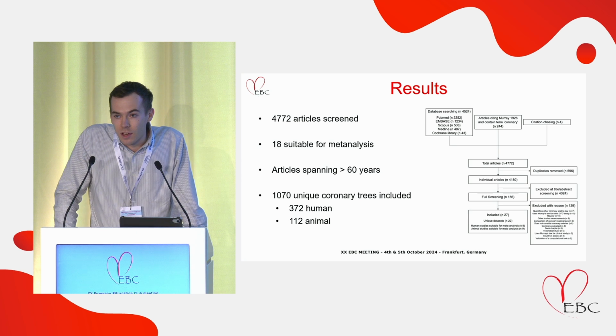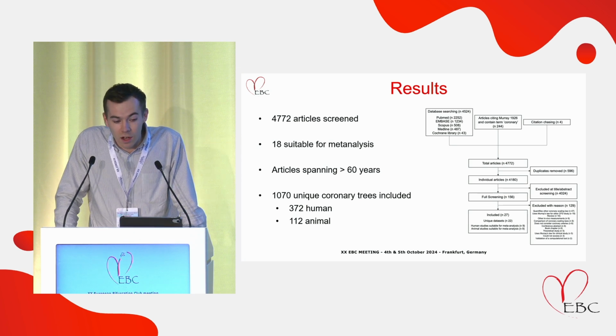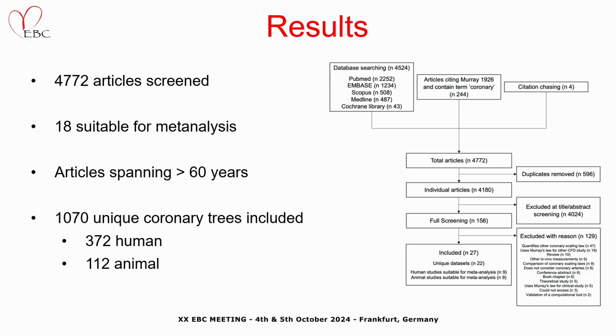We screened over 4,500 articles, and 27 articles quantified Murray's exponent, and 18 were suitable for meta-analysis. These 18 articles included data spanning over 60 years. The first one was published in 1963. And they included data from over 1,000 unique coronary trees, and the majority of these were human.